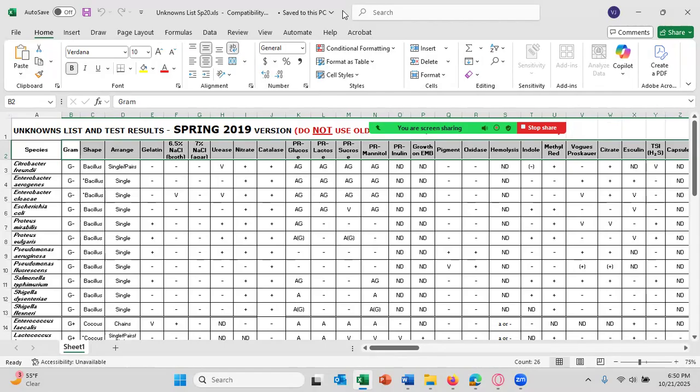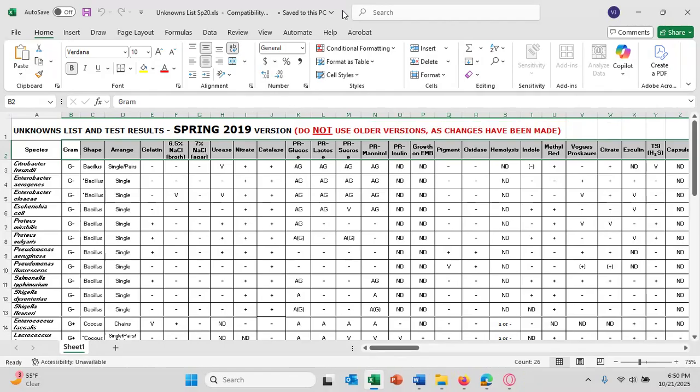I have a question. Some of those have dashes. Does that mean that every single test can be run on your species, or if you want to, okay.